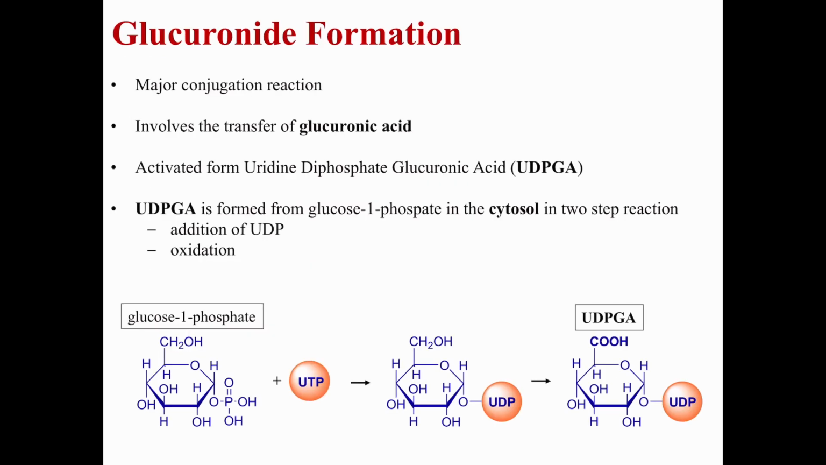So glucuronide formation is a major conjugation reaction and involves the transfer of glucuronic acid. The activated form is uridine diphosphate glucuronic acid, or UDPGA for short. UDPGA is formed from glucose 1-phosphate in the cytosol in a two-step reaction illustrated at the bottom of the slide. Firstly, it involves the addition of UDP, and secondly, it involves oxidation to form UDPGA.